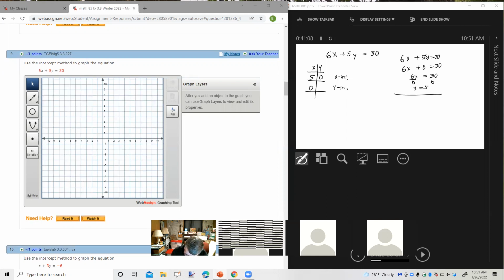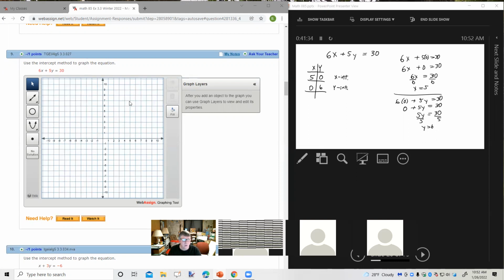If x is 0, 6 times 0 plus 5y equals 30. 6 times 0 is 0. So 0 plus 5y is just 5y. So 5y is 30. Divide both sides by 5. y is 6. So now I have my two intercepts.